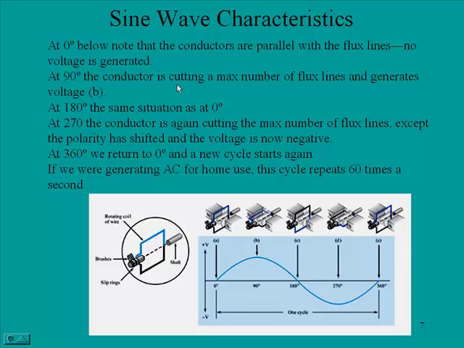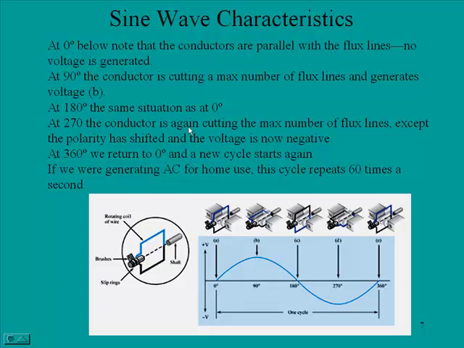At 90 degrees, the conductor is cutting a maximum number of flux lines and generates voltage B. So you see, let's remember the blue side of this coil and the black side. The blue is over here toward the north side, and we are at 90 degrees. We're generating sine wave B. At 180 degrees, we're at the same situation we were at 0. Notice again, the coil is parallel, and we're at 180, but we're at 0 volts.